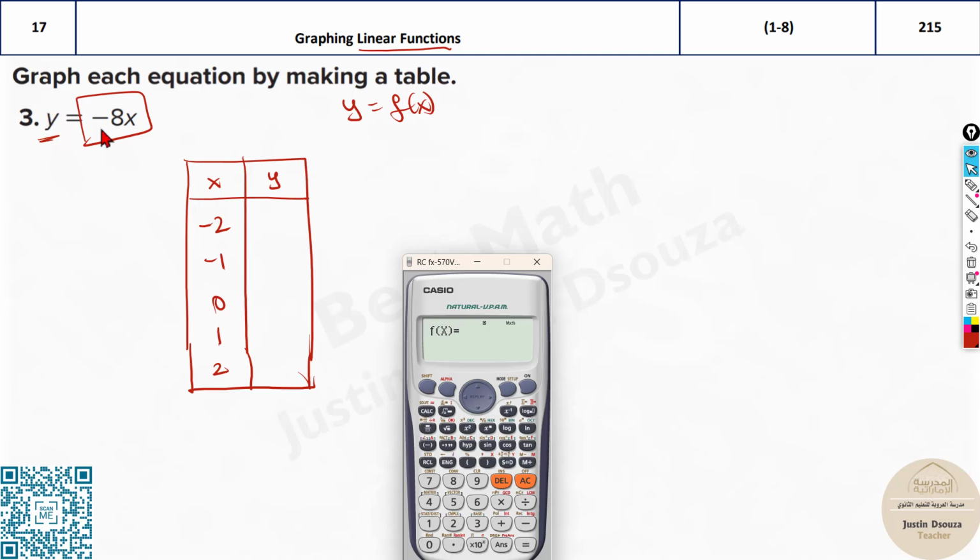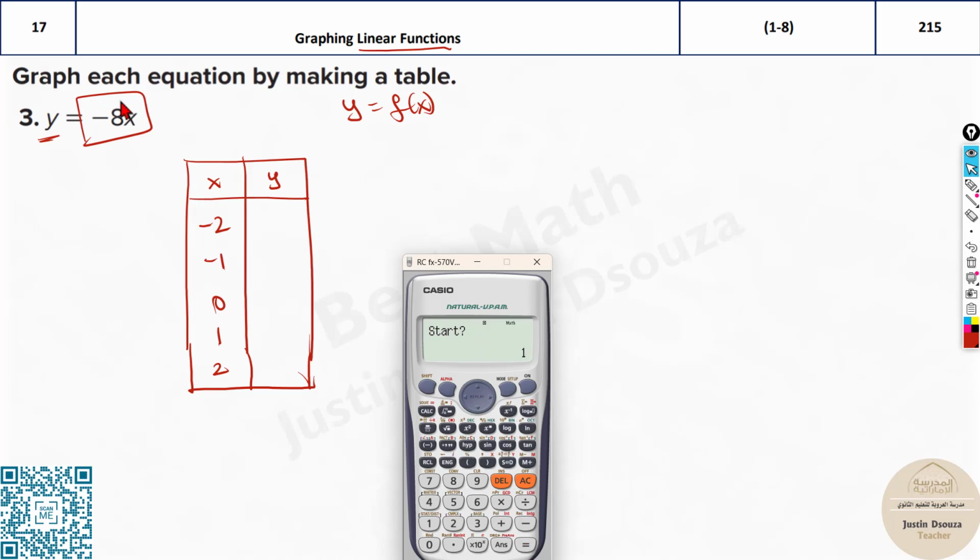only. Y should be alone, and whatever is at the right side is minus 8 by x. X is by alpha, and this symbol over here. That's it. Now you need to press equal to. If you have the latest model of your calculator, then you can see this option. Otherwise, you will directly see the other option, which I'm going to show you now. If you get this option, just ignore it. Just press equal to. That's it.